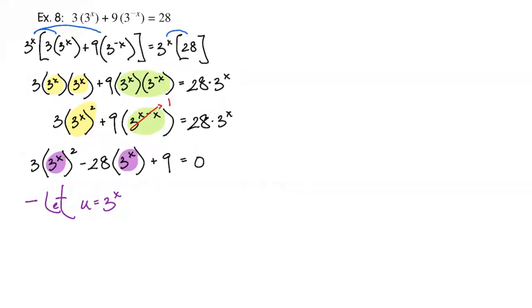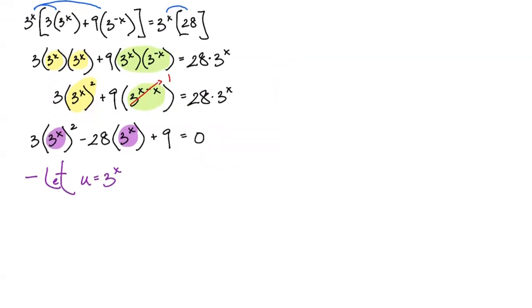Okay. By the time we get to the spring in Math 150, you'll understand why I'm choosing the letter u. But it's a pretty common letter that we choose when we're trying to make this sort of substitution. Okay. So if I replace every 3 to the x with a u, what do I get? What's my sort of new equation? 3 times u squared minus 28 times u plus 9. Good.